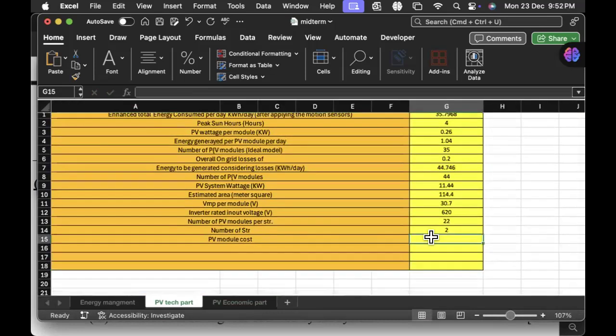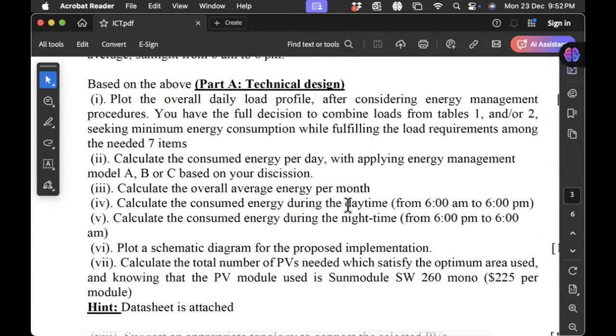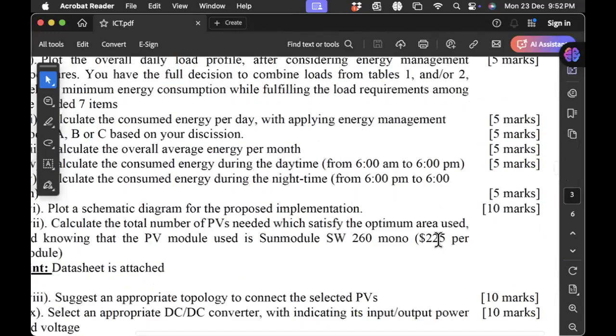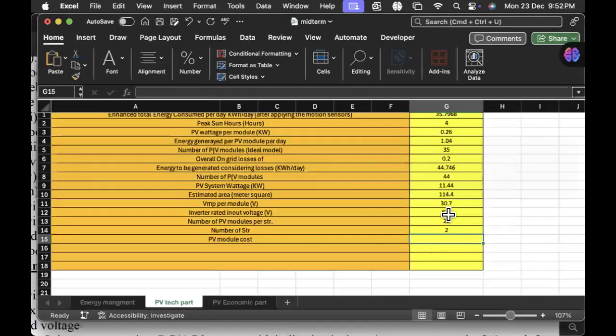So the PV module cost is very simple. I think we already have a given here related to the cost per module. Yeah, it's $225 per module, and we already know the number of modules we need. So simply the total cost of the PV will be $225 times the number of PV modules, which is 44. This results in the cost for the PV modules.